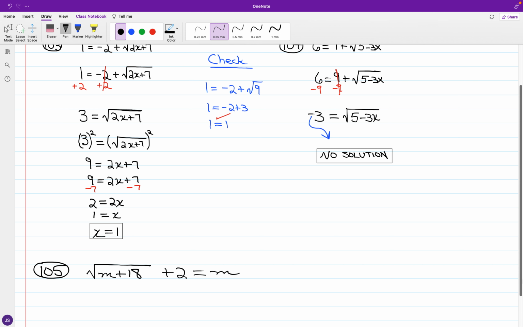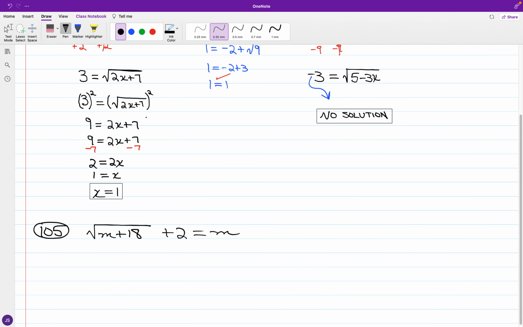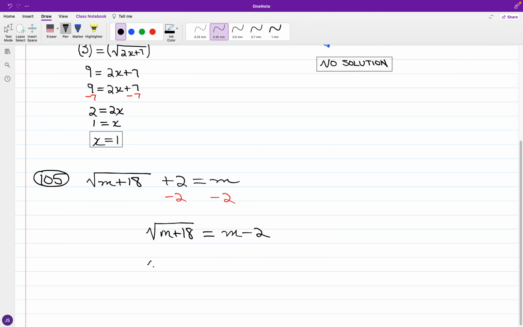is equal to m. So for this one, as I have done before, I can isolate the radical. In this case, this will be done by subtracting 2. So in the setup, I have the square root of m plus 18 is equal to m minus 2. Alright, so I have the isolated radical term, the square root of m plus 18, and I can free up m plus 18 from the square root upon squaring both sides of the equation.